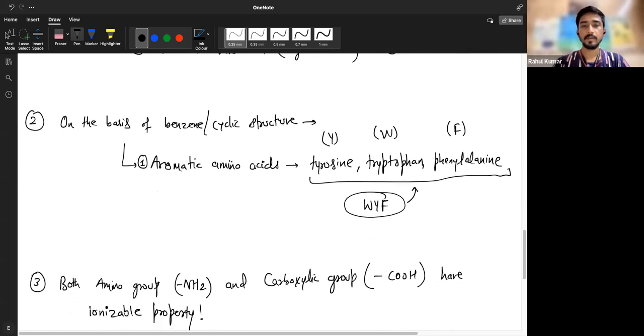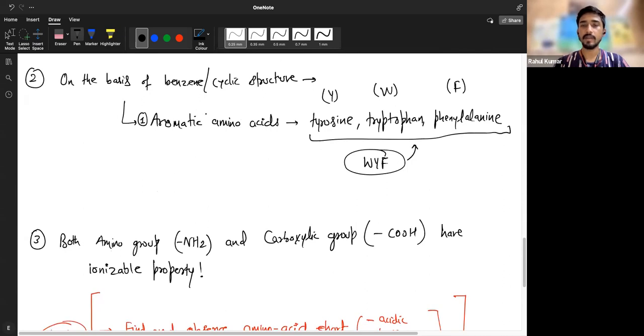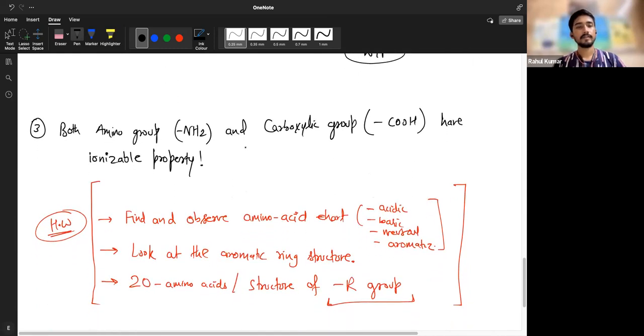And on the basis of benzene or cyclic structure, we will study cyclic structure today. There are aromatic and non-aromatic. I already told you, there are only 3 aromatic amino acids: tryptophan, tyrosine, and phenylalanine. Then I asked you to go back and read about aromatic ring structure, find 20 different amino acids, look at their R groups. I hope you did that, right? Are you familiar with amino acids, their R groups?